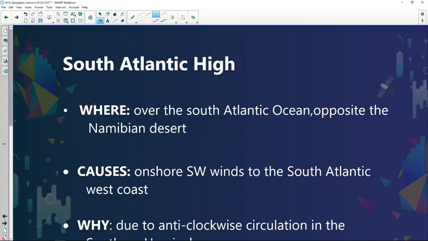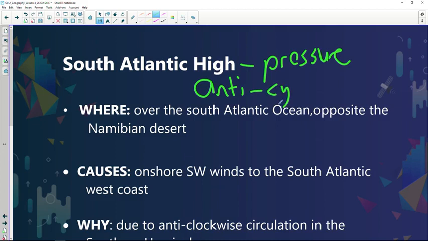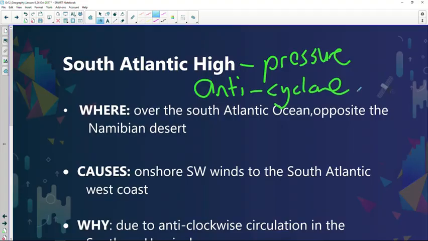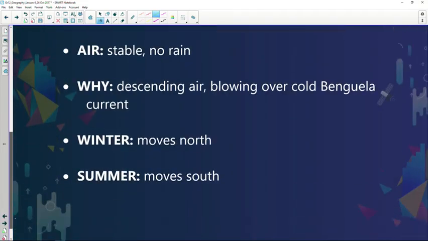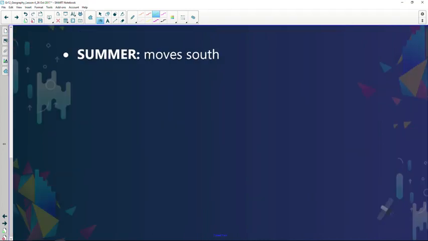Now let's quickly look at the first one, the South Atlantic high. So you can call it the South Atlantic high pressure or the South Atlantic anti-cyclone. Now where is it situated? Over the South Atlantic Ocean, basically just off the coast of Namibia. Right? What does it create? It creates onshore southwestern winds in the South Atlantic west coast. Now let me quickly explain that to you before we continue.